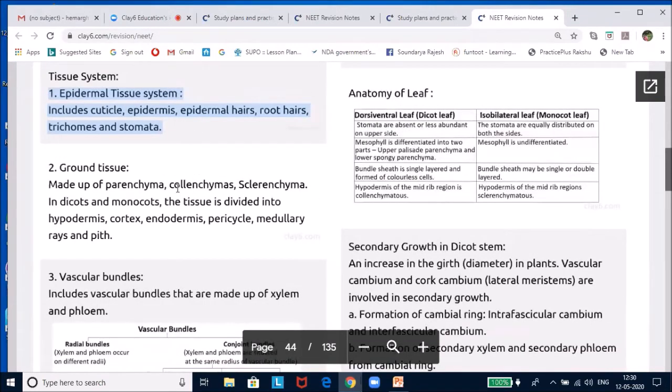Now, let us look at the ground tissue. Ground tissue means the tissue that is in between the epidermis and the vascular bundle. It is made up of parenchyma, collenchyma, and sclerenchyma. Parenchyma is present in the cortex, pericycle, pith, and medullary rays in the primary stems and roots. In leaves, ground tissue has chloroplast-containing cells called chlorenchyma that form the mesophyll tissue.